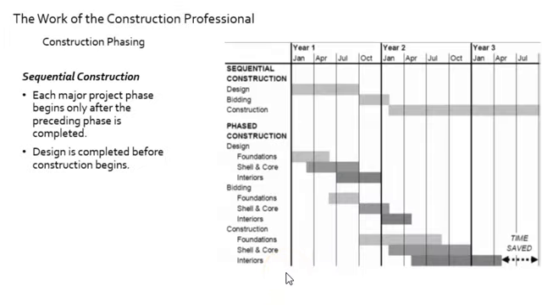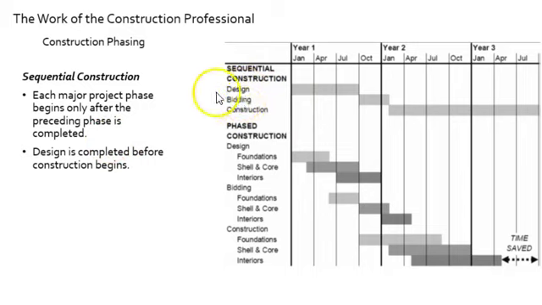Okay, moving on to planning, to scheduling. So, two different types of scheduling that we're going to talk about here. One is sequential and the other is phased. All right, so sequential. Each major project phase begins only after the preceding phase is complete.